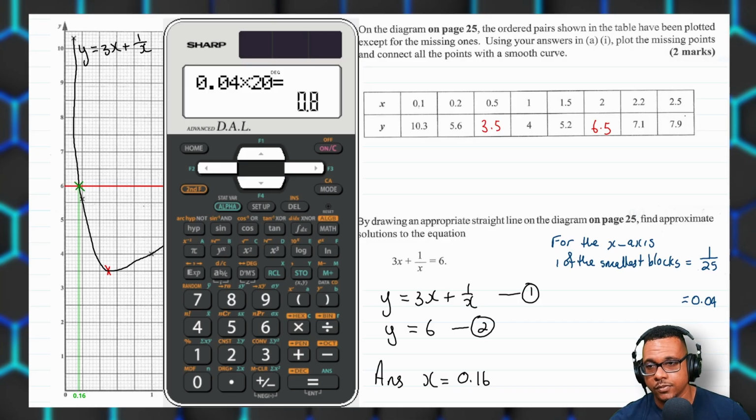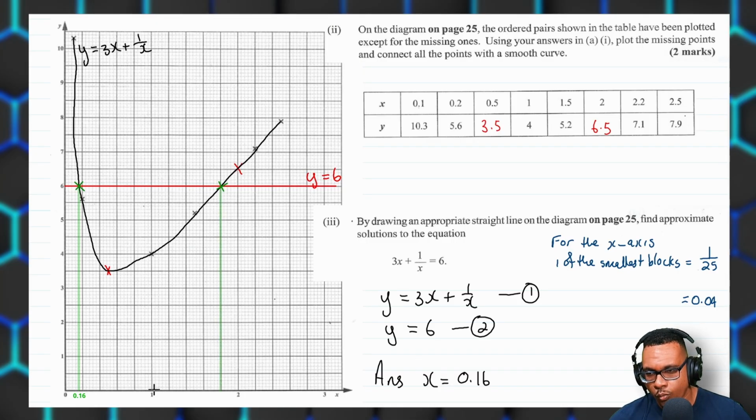So we'll have 1.8. This point would be 1.8. And our second answer will be x is equal to 1.8. And those will be the answers for this question. Let's put x is equal to 0.16 or x is equal to 1.8.